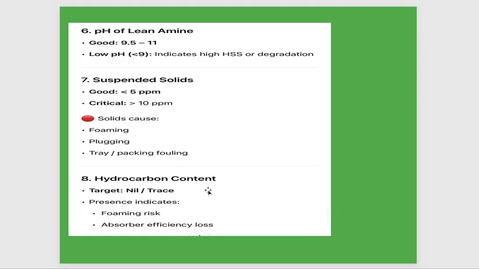Hydrocarbon, especially during startup, okay, should be nil. Okay, and its presence indicates foaming and absorber efficiency loss. So this is the main general troubleshooting related to amine unit operation.